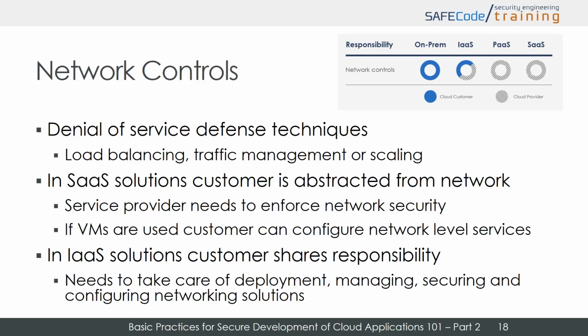When using a SaaS solution, the customer is abstracted from the network infrastructure, therefore not being able to manage and secure the network controls on his own. Most network control is done by the service provider. When virtual machines are used, it is possible for customers to configure network-level services. In an IaaS solution, the customer shares responsibility with a service provider to deploy, manage, secure, and configure the networking solutions to be implemented. To summarize, depending on the type of cloud service you are relying on, your CSP possibly offers mitigation against network denial of service attacks already.